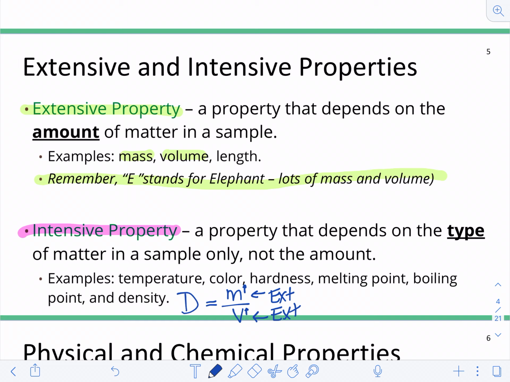But these two correspond with each other. If I have more of a substance, both of these are going to increase, but the ratio of the two stays the same. So that density does not change, which is what makes it intensive. It won't depend on the amount. It just depends on the type of matter in the sample.